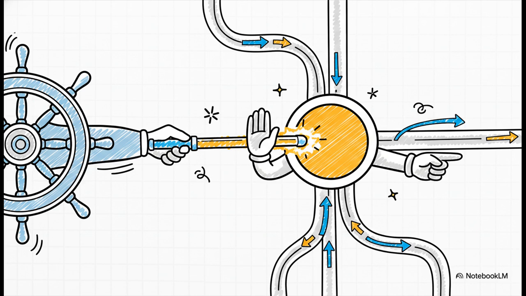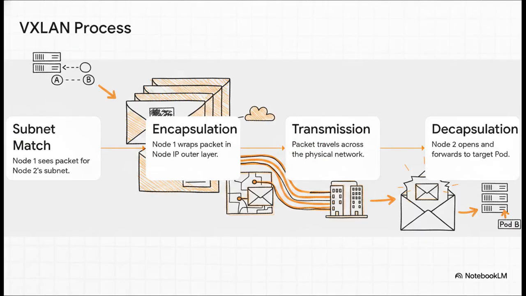The true network is built by plugins like Flannel, which is super simple and uses an overlay, or Calico, which is a massive enterprise standard that can use BGP routing and network policies, or Cilium, which represents the absolute newest generation of networking. Honestly, these plugins are the actual traffic cops of the cluster. So the most common way these plugins solve this cross-node puzzle is through what's called a VXLAN overlay network.